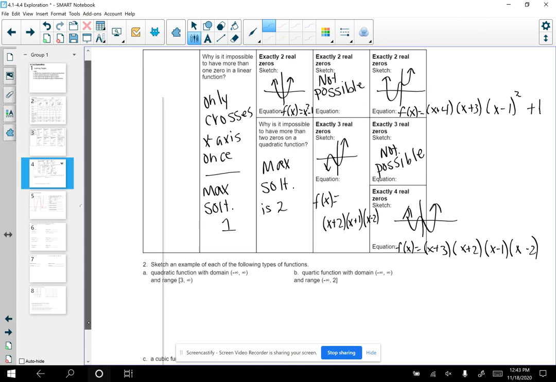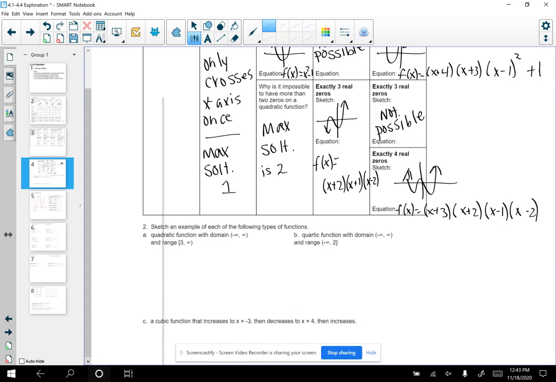Okay, now sketch an example of the following types of functions. A quadratic function with domain negative infinity to infinity and a range 3 to infinity. So we know domain is a given with quadratic. Negative infinity to infinity is going to go forever in both directions, but for our range, the lowest it touches is 3. So that means 1, 2, 3, that's where the lowest point, or the min, of our parabola touches.